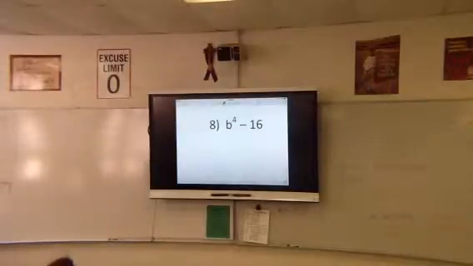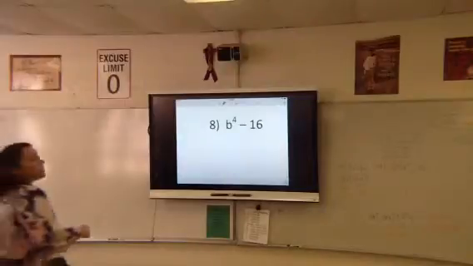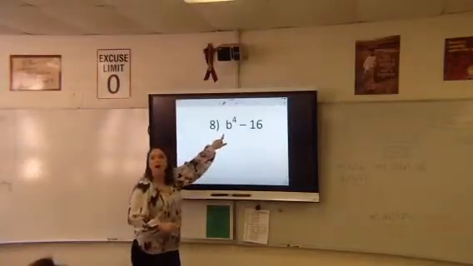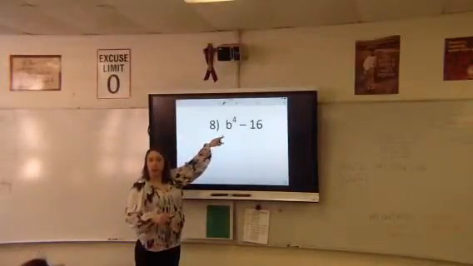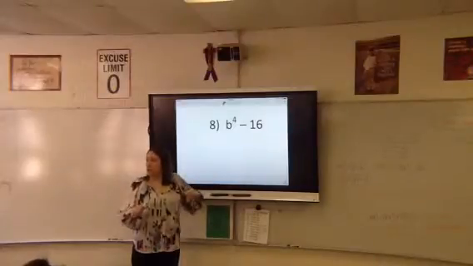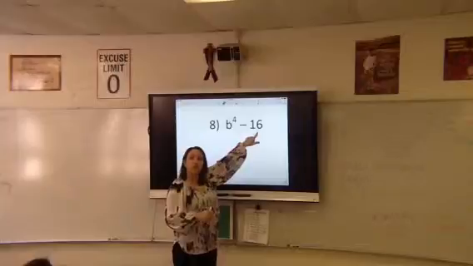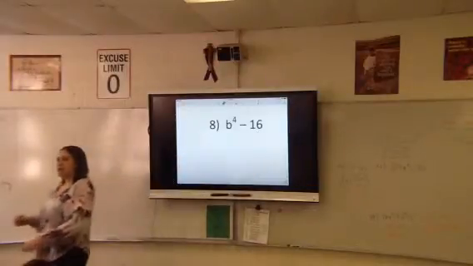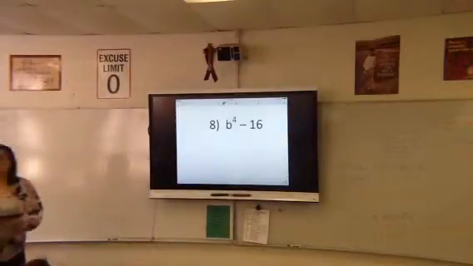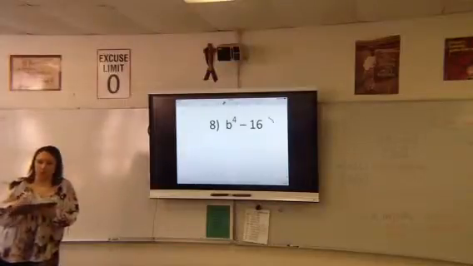Okay, well, let's ask ourselves a few questions. Can we break down b to the fourth evenly? Yes. To what? B to the second, right? B to the second times b to the second gives you b to the fourth. Do I have a minus in the middle? Yeah. Can I square root 16? Yeah, what's the square root of 16? 4, right? 4 times 4, not 8. Remember, we're not dividing by 2.